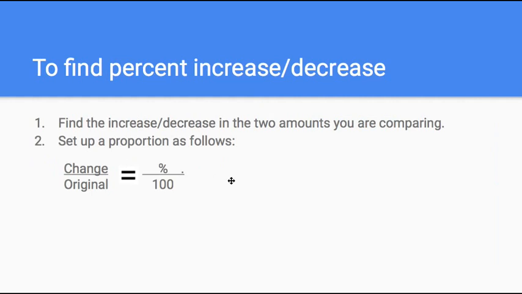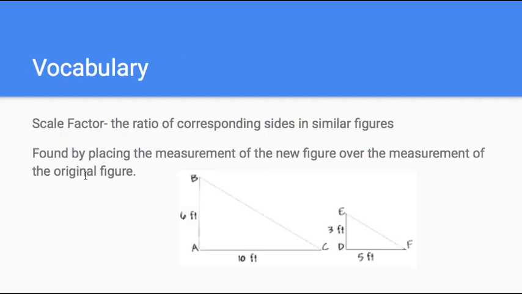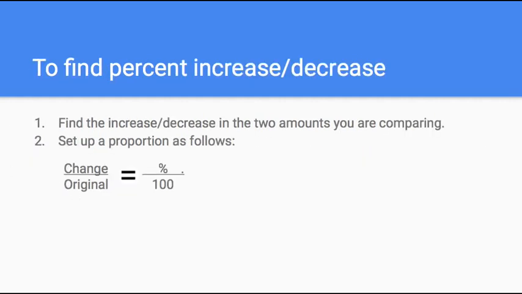If I want to find percent increase or decrease, you want to first find the increase or decrease in the two amounts that you're comparing, and then set up a proportion. So change over the original is equal to percent over 100. So if you look at both situations, the original always goes in the denominator, okay? And that's why I put these together. So we're going to look at some examples.